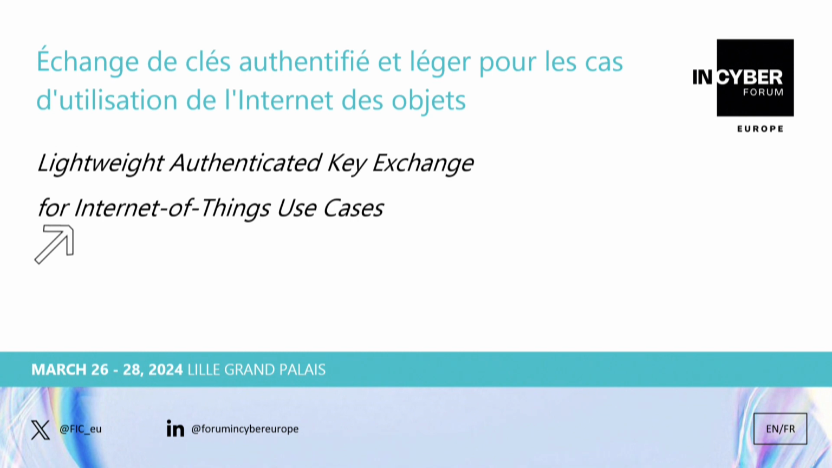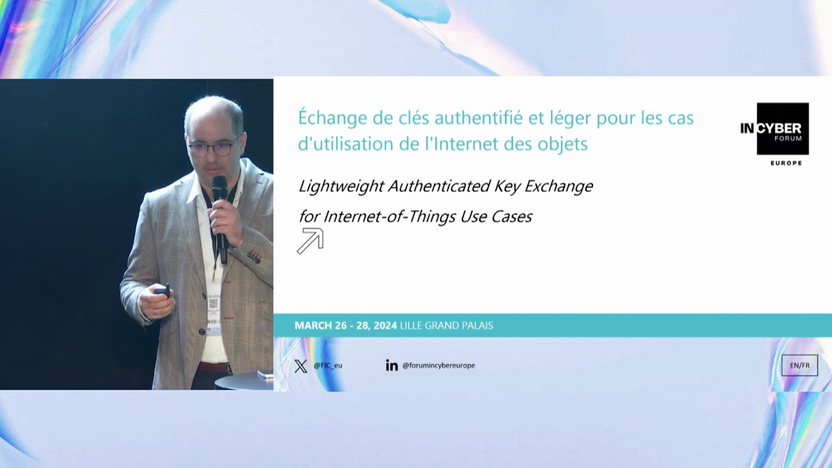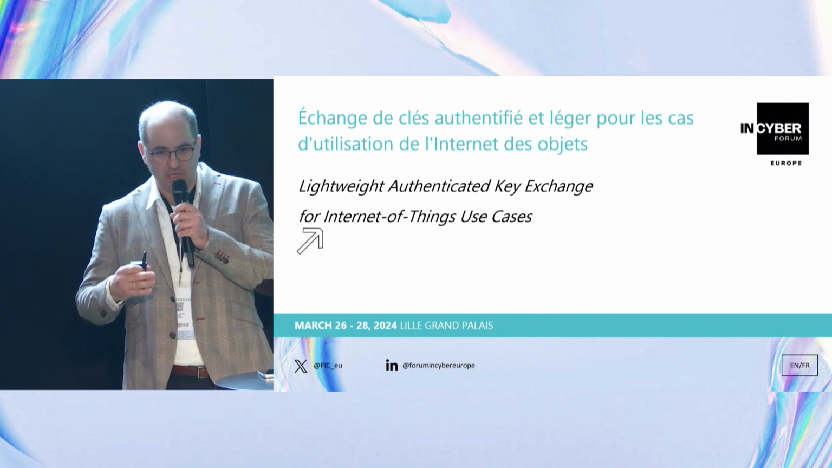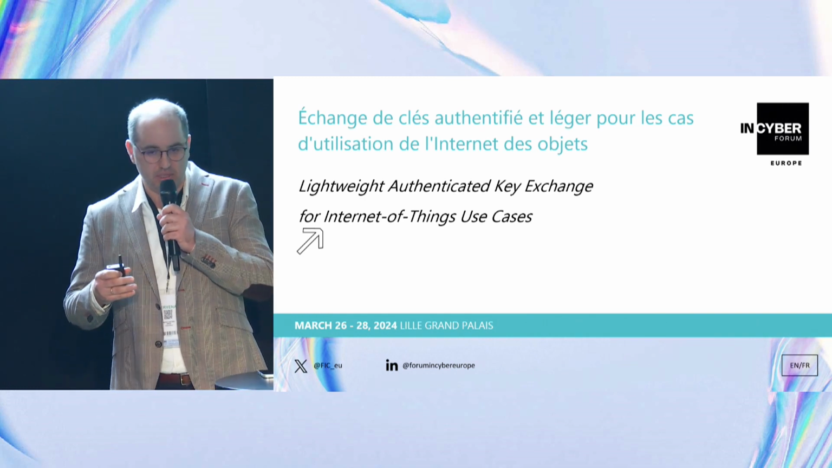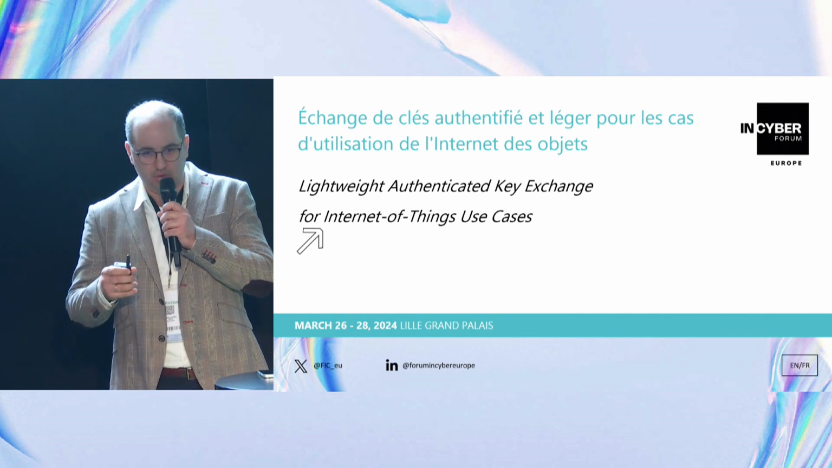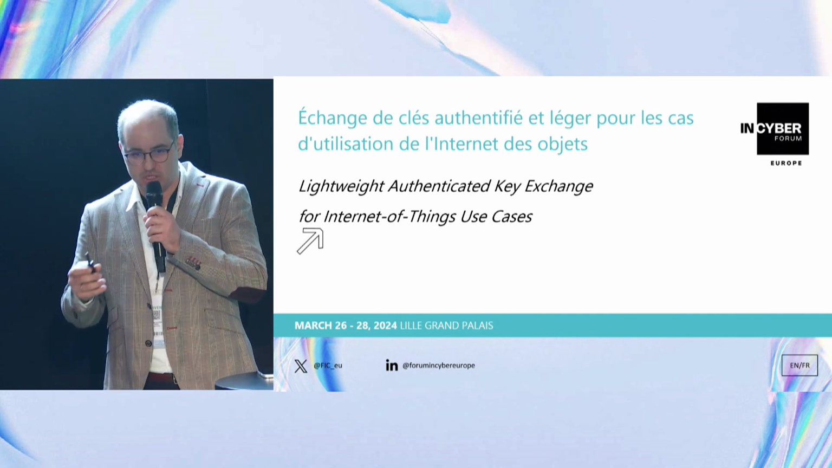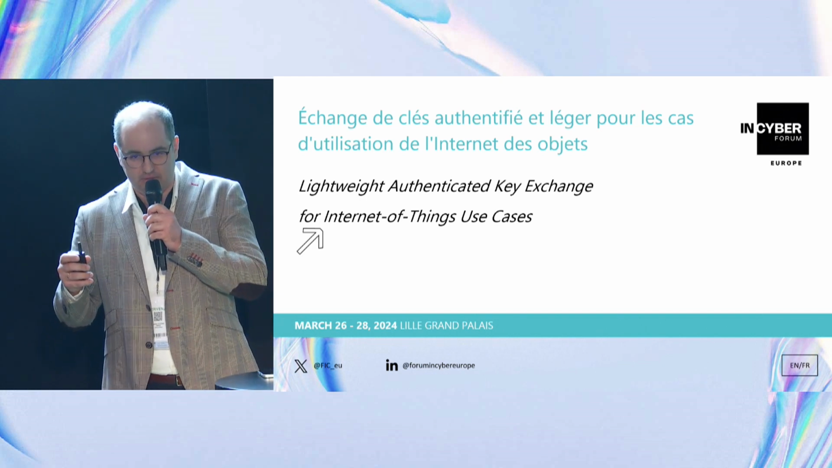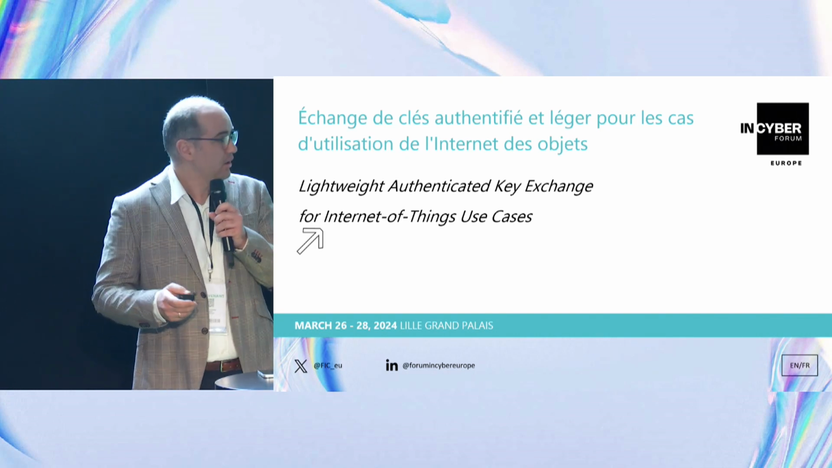In this talk we will be talking about a protocol that is inside the network. We will be diving deep inside the IoT network. More specifically, we will be talking about a protocol for authenticated key exchange, which is the protocol that needs to be executed before any encrypted communication can take place. This is a protocol between two entities that need to exchange a symmetric key that will later be used for encryption.